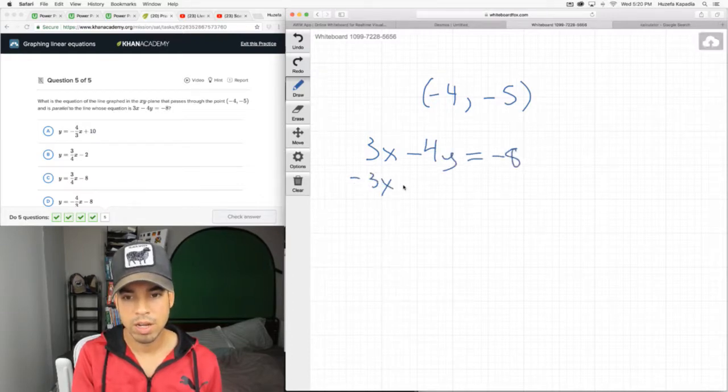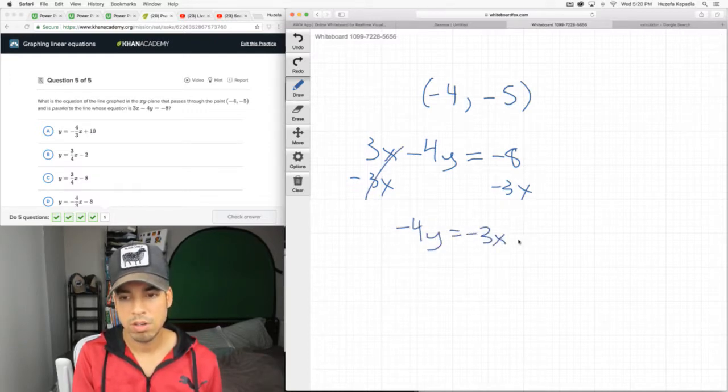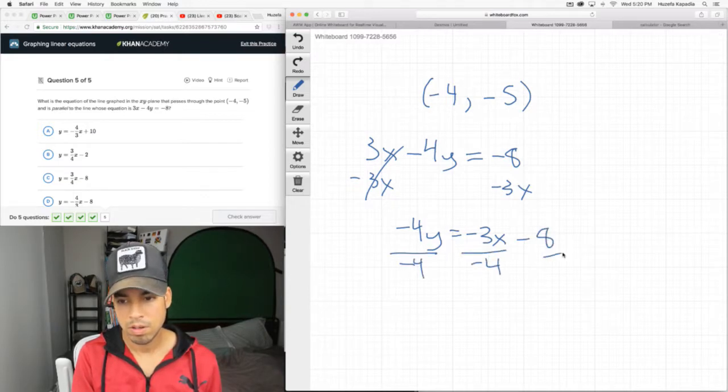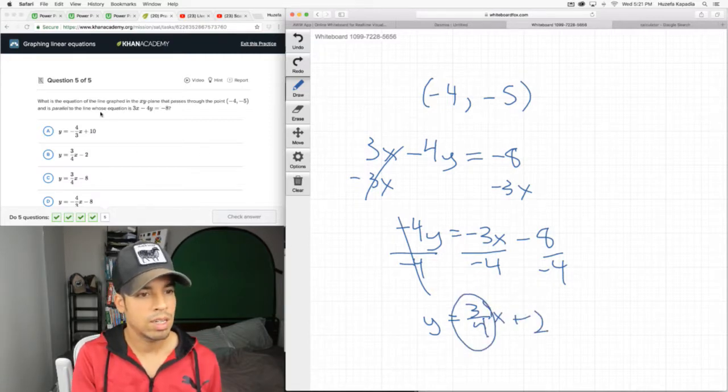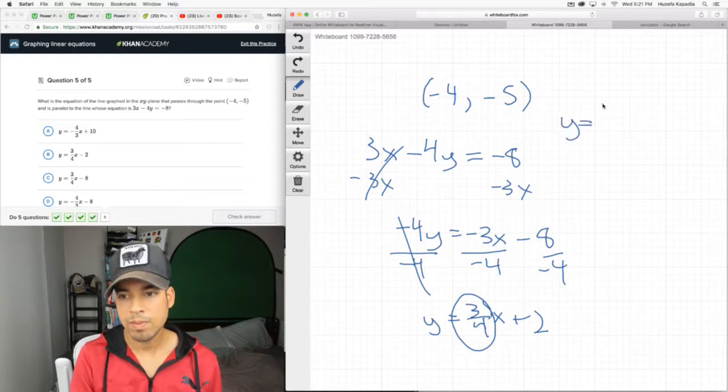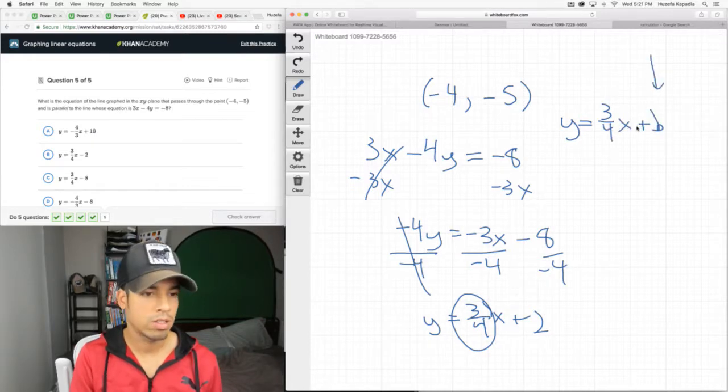I'm going to subtract 3x, subtract 3x. We get -4y equals, I'm going to put the 3x first. Then I'm going to divide by -4. Now, we don't care about anything except for the slope, but I'll give you the full equation of the line. 3/4 x plus 2. All we care about is this. So it says is parallel to this line. So we're talking about a line that starts like this, but we need to figure out what the y-intercept is.